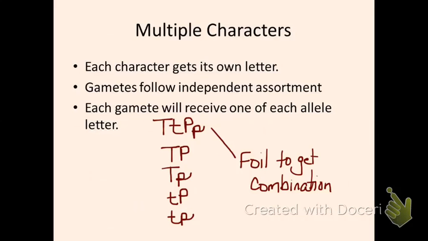So in this particular case, we have 2 characters, so we get 4 alleles, and we are going to FOIL as a kind of side point to be able to get the combination of alleles. So we have big T, big P, big T, little p, little t, big P, little t, little p as our possible gametes for a true heterozygous cross here.